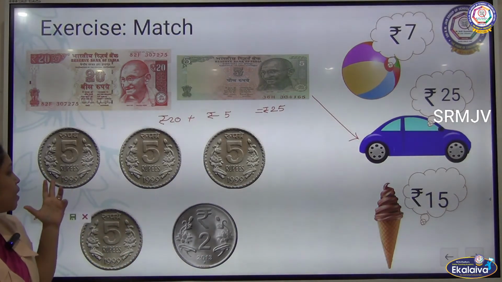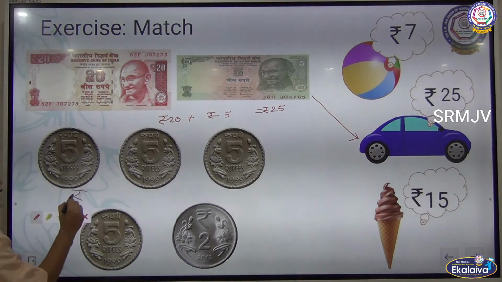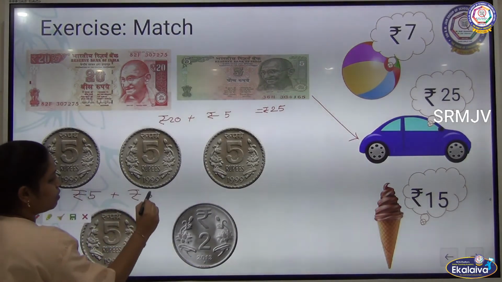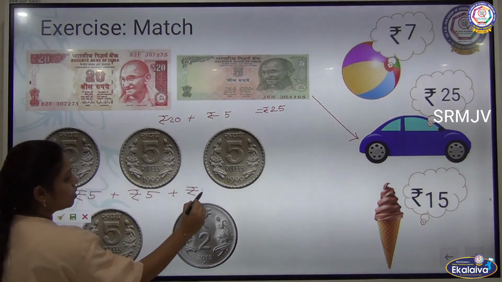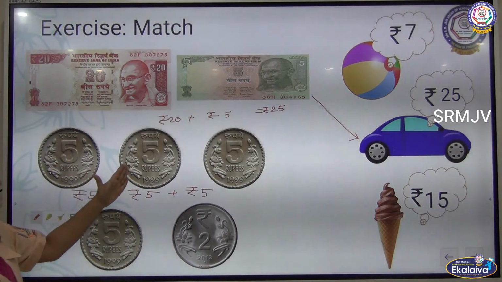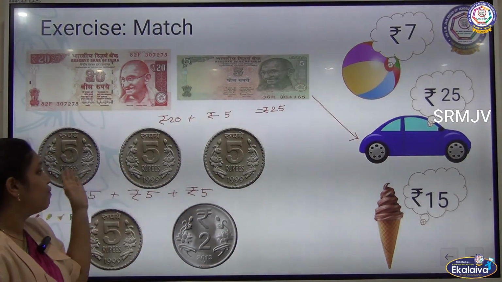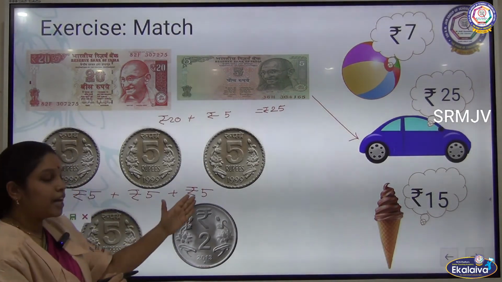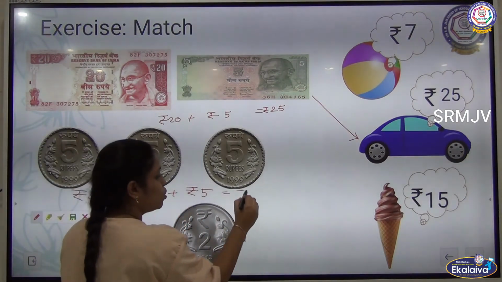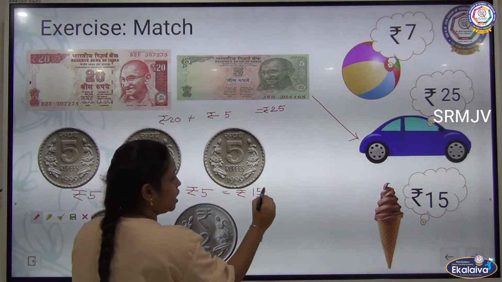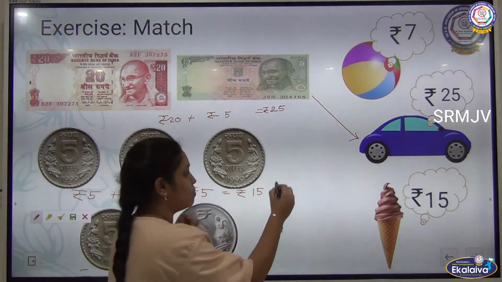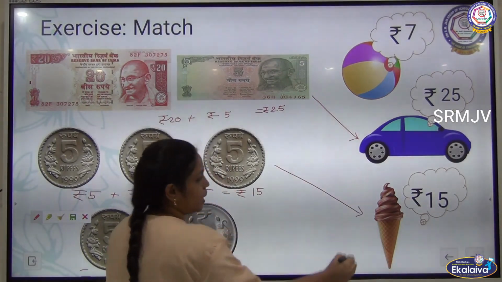Okay. See the next one. Rupees 5 plus rupees 5 plus rupees 5. Okay, 5 plus 5 is 10. 10 plus 5, it's rupees 15. In this, which costs 15 rupees? Ice cream. So, you have to put the line.